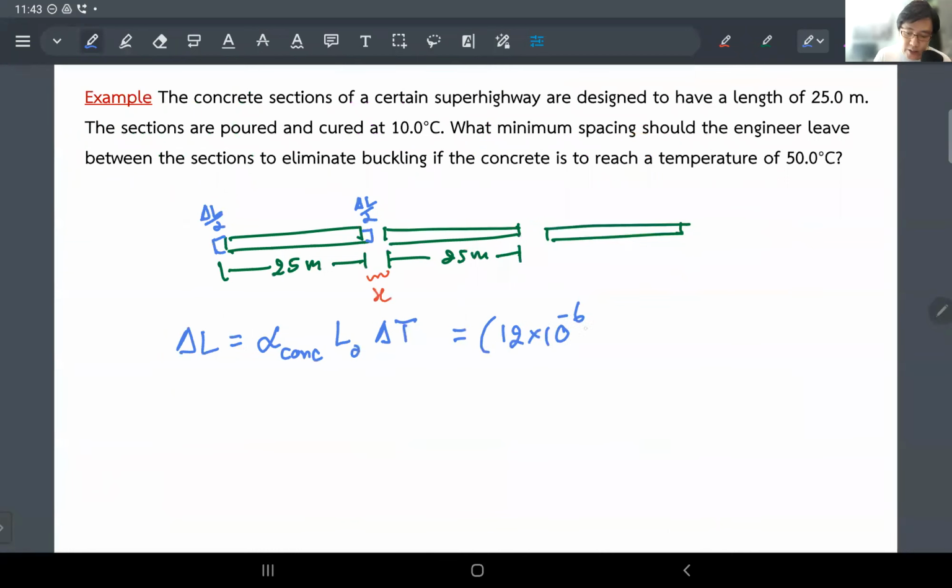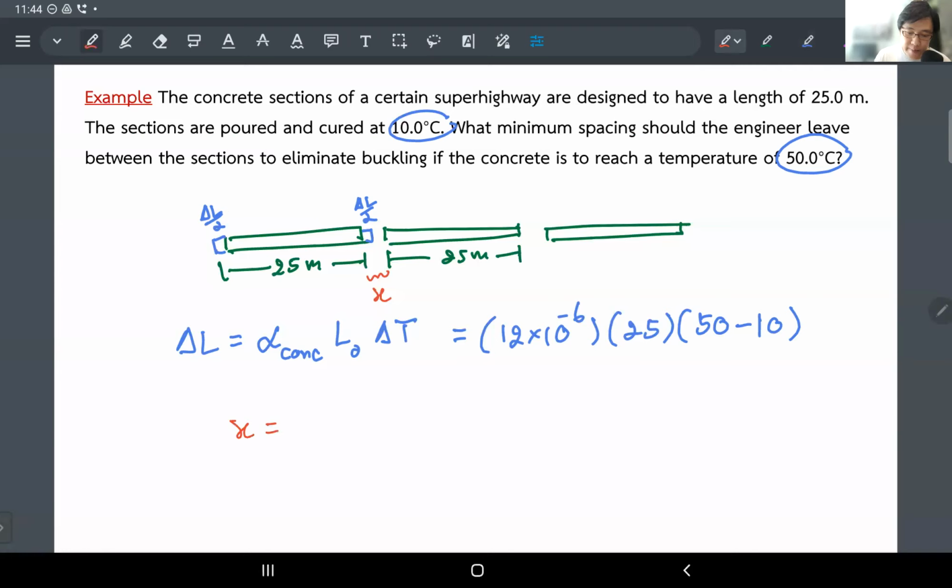Let me omit the unit here to make it a little bit shorter. The original length is 25 meters. The delta T: because you pour and cure at 10 degrees C, but then during the daytime it reached up to 50, the delta T is going to be 50 minus 10. That's the delta T that it has to reach. And that's it, guys. What should be the X?